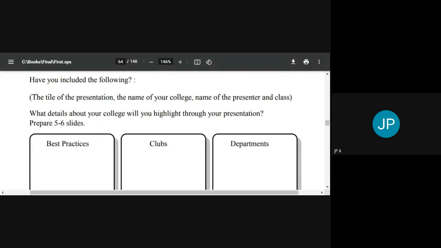Then we can include the best practices that we follow in our polytechnic. So we can find out what are the things that we have in our polytechnic which make it different from other polytechnics.